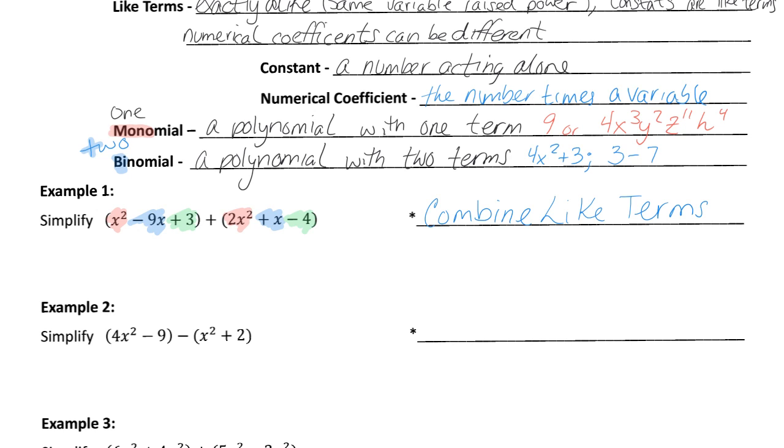identification of them. So combining like terms, we've identified all of our like numbers. So the things with the same variable to the same power. Okay, remember constants are like terms. Okay, so now I'm just going to combine them.